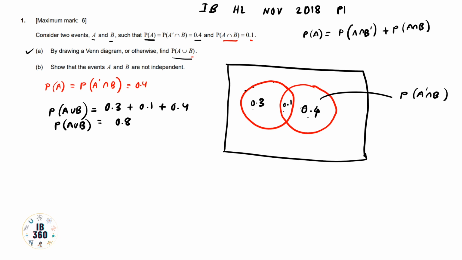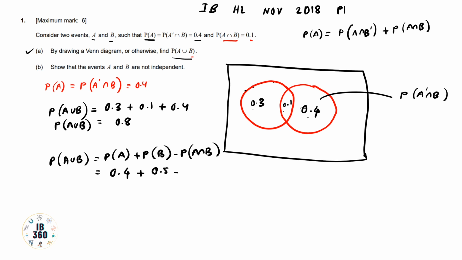But if you want to do this from the formula, P of A union B is equal to P of A plus P of B minus P of A intersection B. So if you want to use this formula, P of A, the complete set, is 0.4, plus P of B, the complete set, is 0.5, minus P of A intersection B, which is 0.1. So this is 0.9 minus 0.1 is equal to 0.8. So in both the ways we have done the first problem.